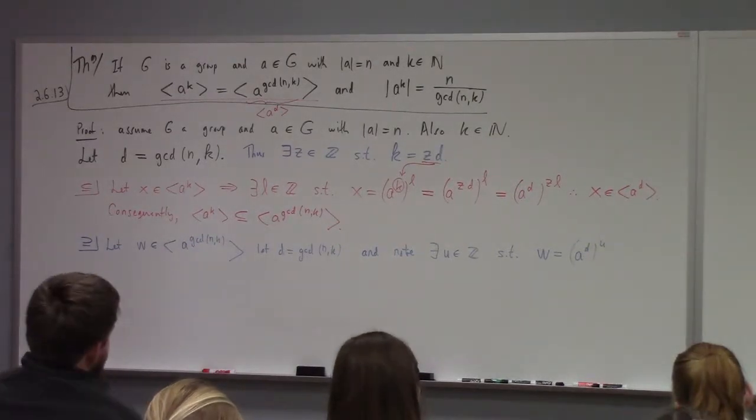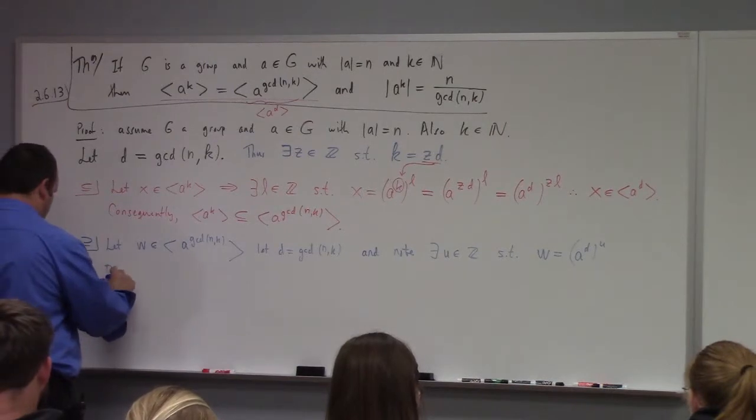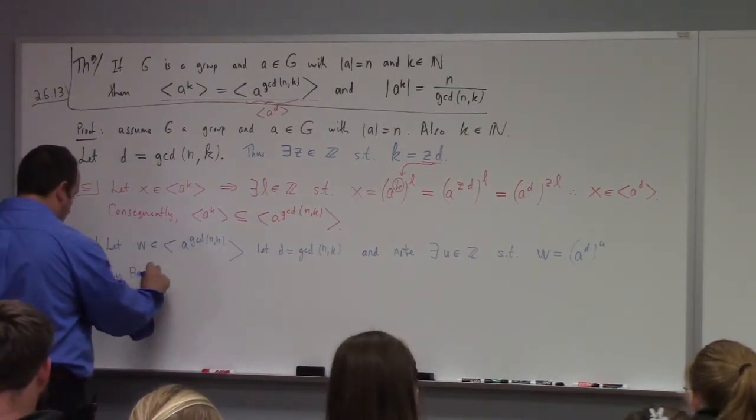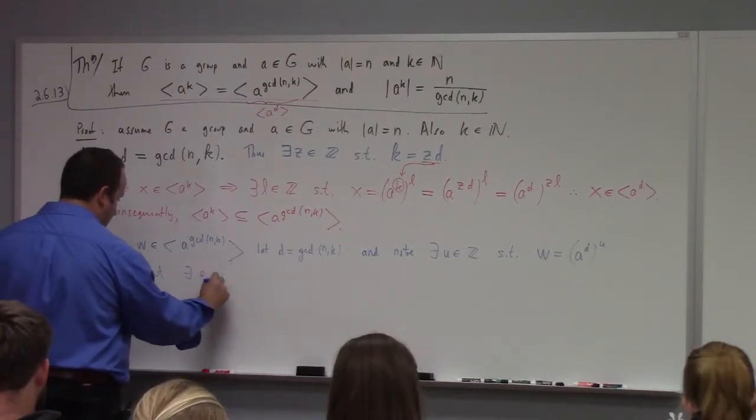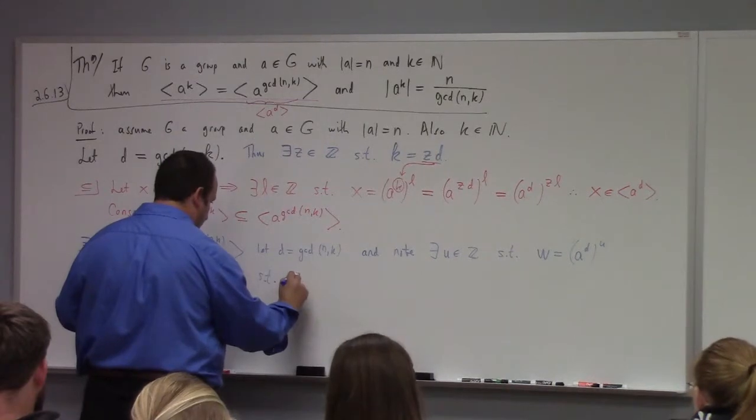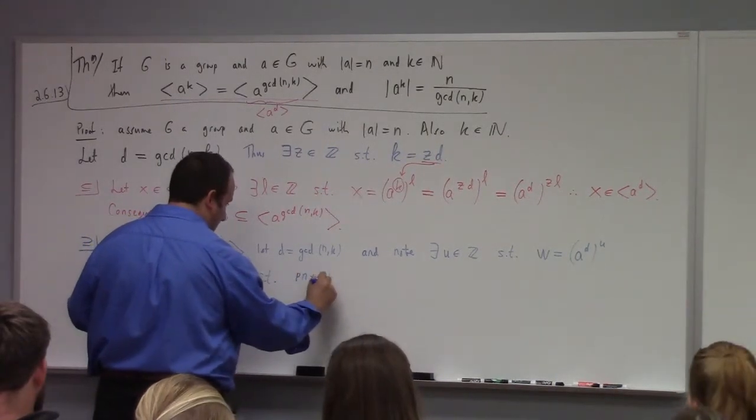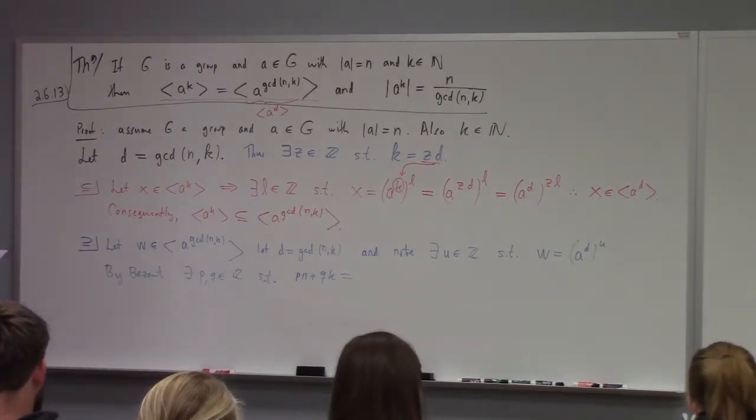However, by Bezout's identity, by Bezout, there exists p comma q in Z such that what? Well, pn plus qk equal to what? d.